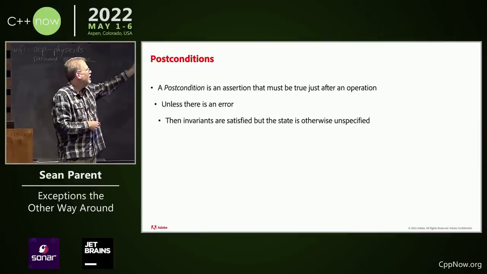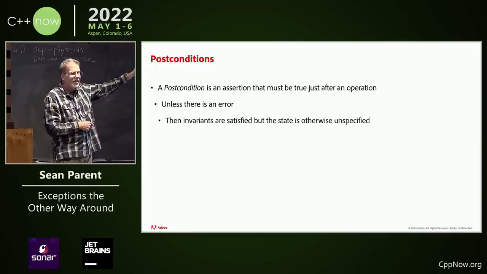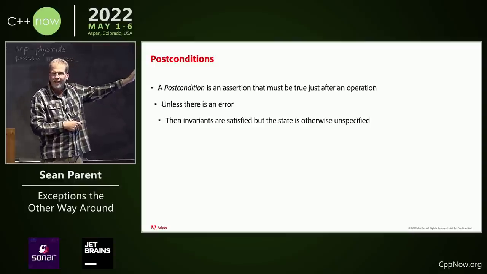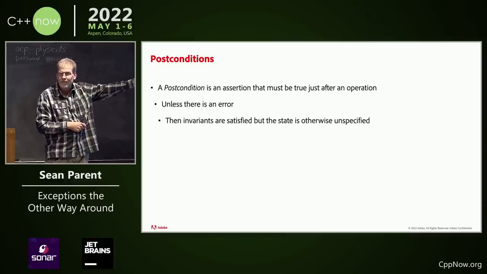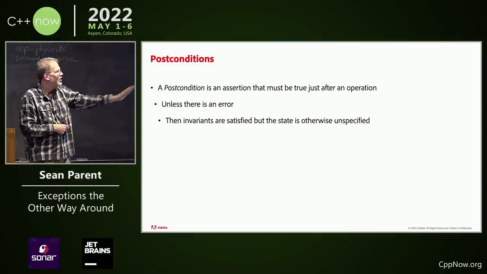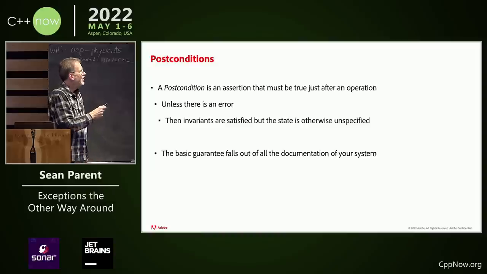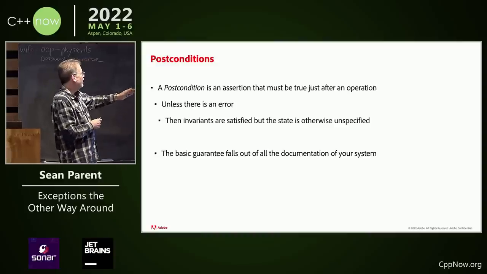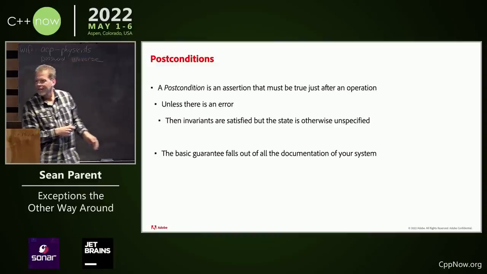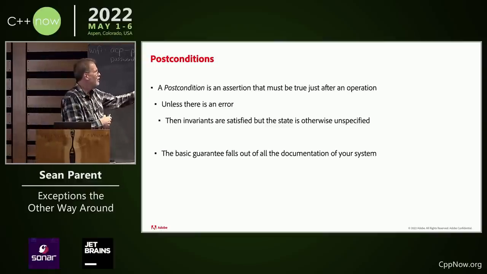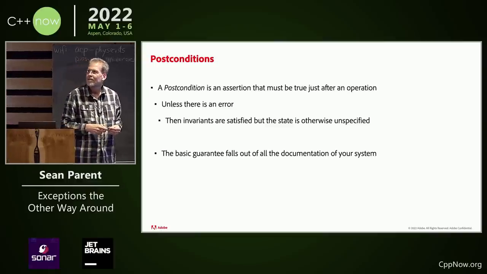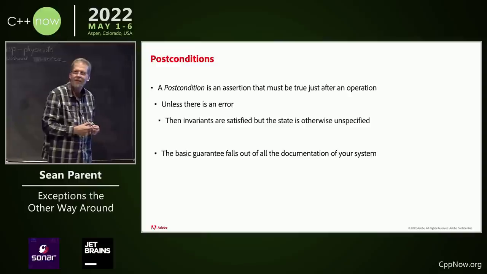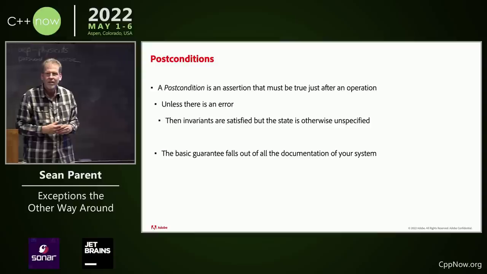If we satisfy our postconditions, unless there's an error, but if there's an error, the invariants are satisfied, but potentially unspecified. So the basic guarantee falls out of all the documentation of your system. It says what's allowed to happen, what has to work. And the basic guarantee says just because an exception was thrown, that doesn't give you permission to violate any of those other promises you've made.